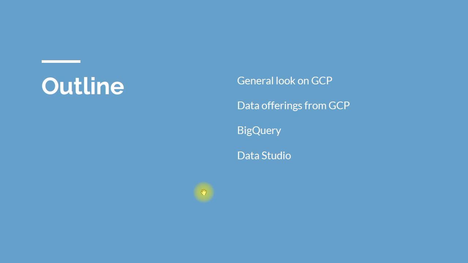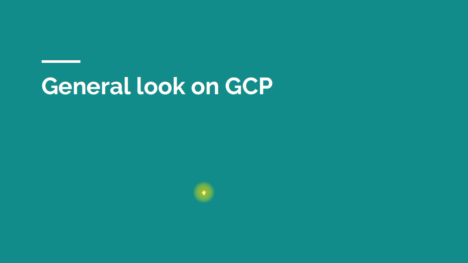In specific to this topic, we're going to talk about two products or two services. The first one is BigQuery and the other one is called Data Studio. These two services and products are going to be used to host and store the Hajj data that you are going to use in the hackathon. So without further delay, let's jump to our first topic here, which is just a general look at what GCP is and what the available services in GCP are.